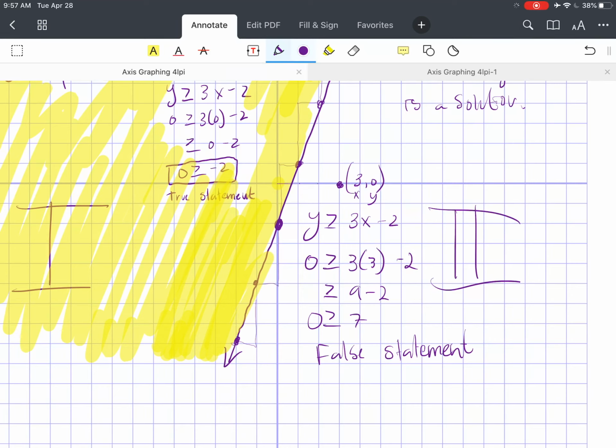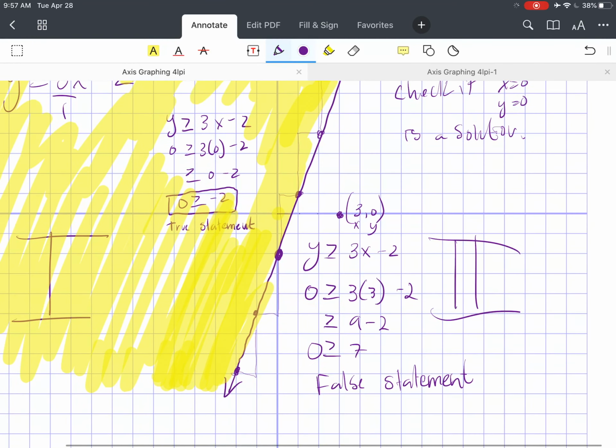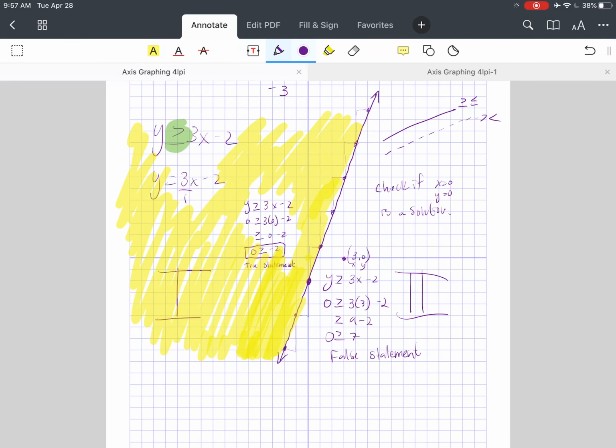And what this tells you is this point 3, 0 is not a solution to the inequality. Meaning, region 2, or this country 2, whatever you want to call it, does not get shaded.